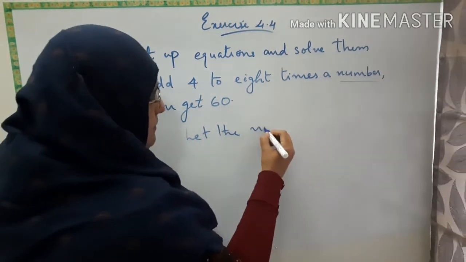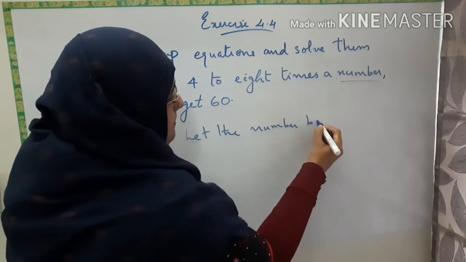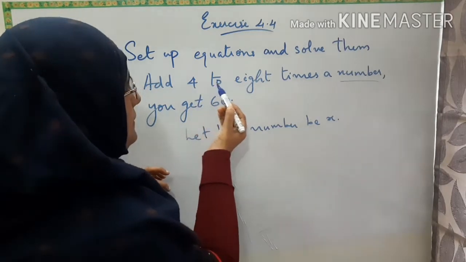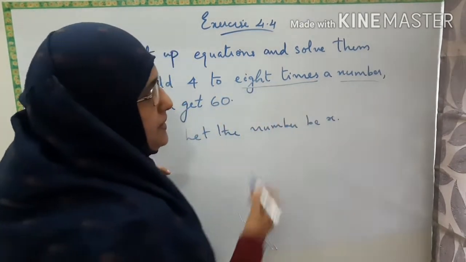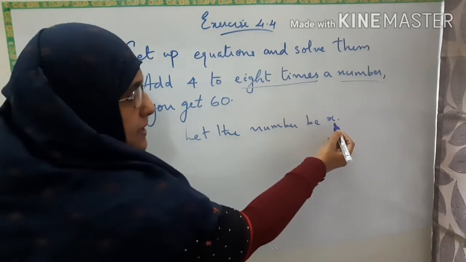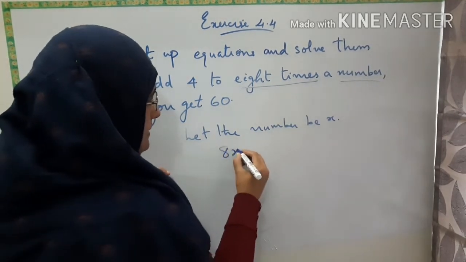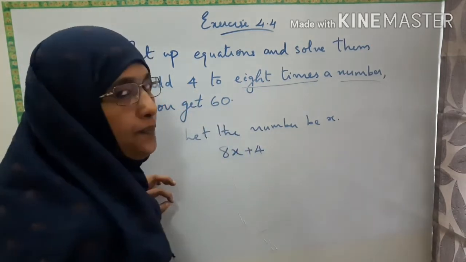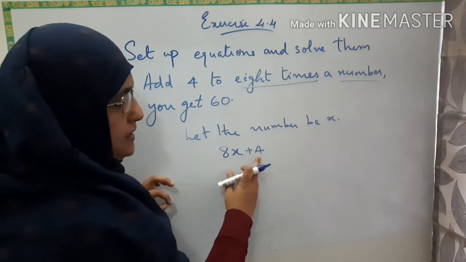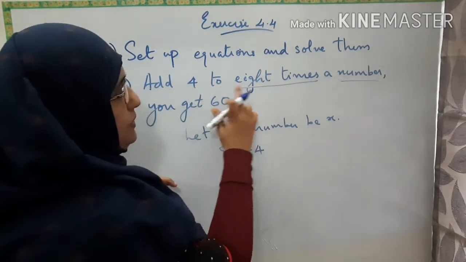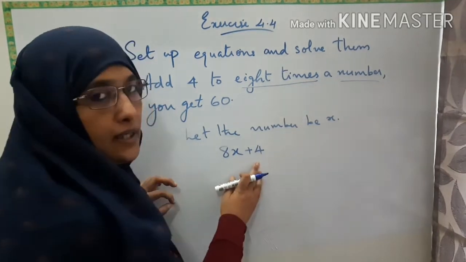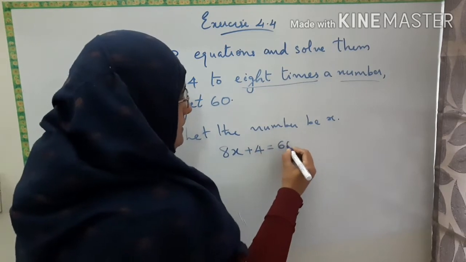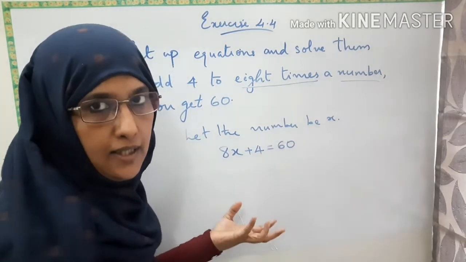Let the number be x. Now what is next? Add 4 to 8 times a number. 8 times a number means 8 times x, 8x. Add 4 to that, plus 4. So I have written 8x plus 4. You get 60. What is that number? You will have to find that number.